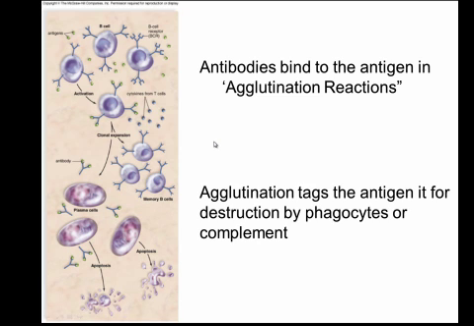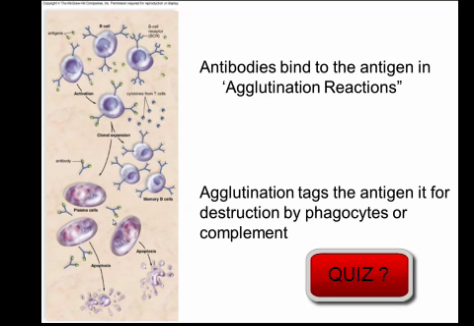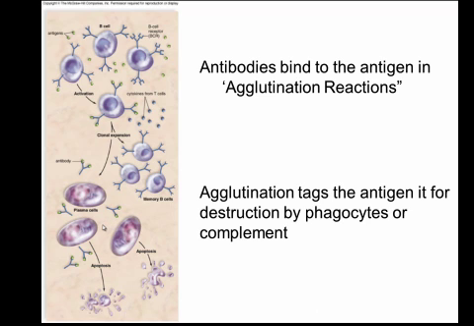Whenever the antibody binds to the antigen, that is called an agglutination reaction. And the agglutination recruits other components of the immune system, including phagocytes like macrophages that come gobble up these tagged antigens, and also it can activate the complement proteins in blood plasma.